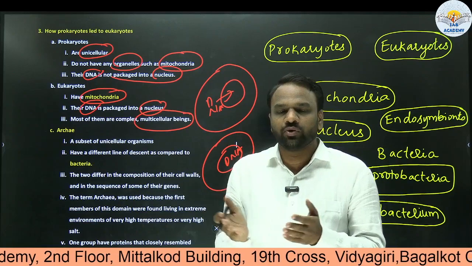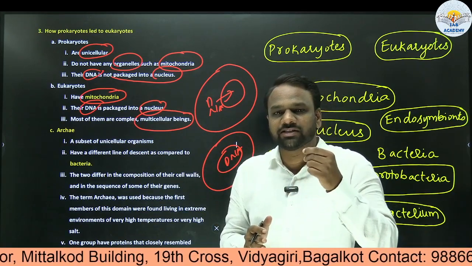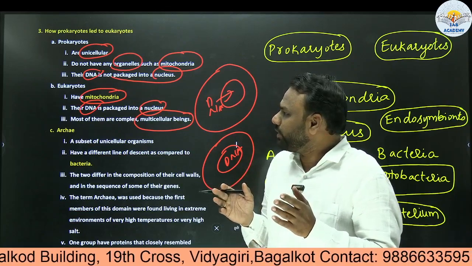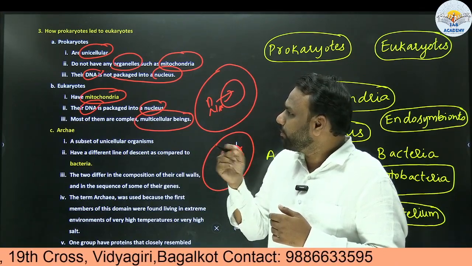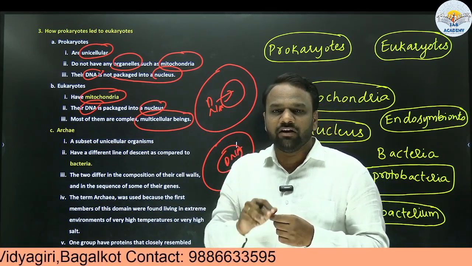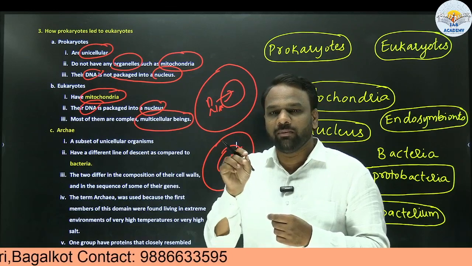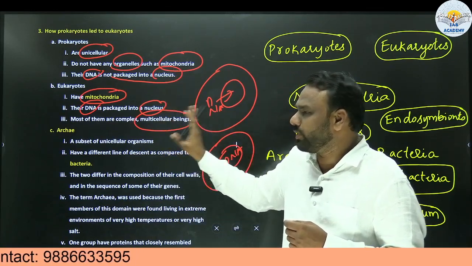It may ask you the difference: what is the difference between prokaryote and eukaryote? Otherwise they may make a statement like prokaryotes are multicellular organisms, or prokaryotes have mitochondria. When they frame such questions, you should be able to identify and mark them as wrong. That is possible only if we have a thorough understanding.